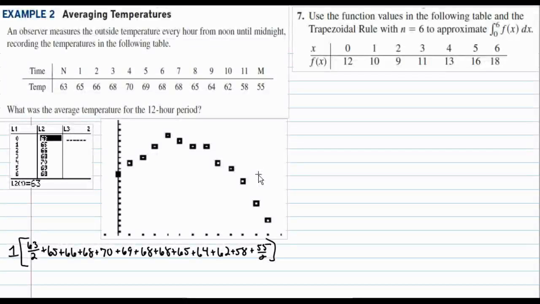This is the screencast for section 5.5, example 2. We're going to use the trapezoidal rule again, except this time we're going to use it with data points, which actually can be a little bit easier sometimes. And we're going to average some temperatures in example 2.